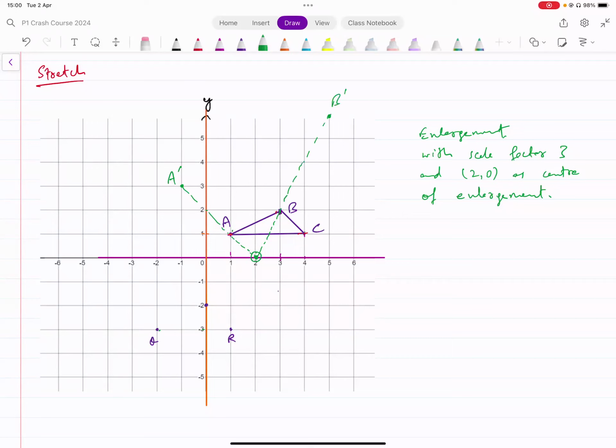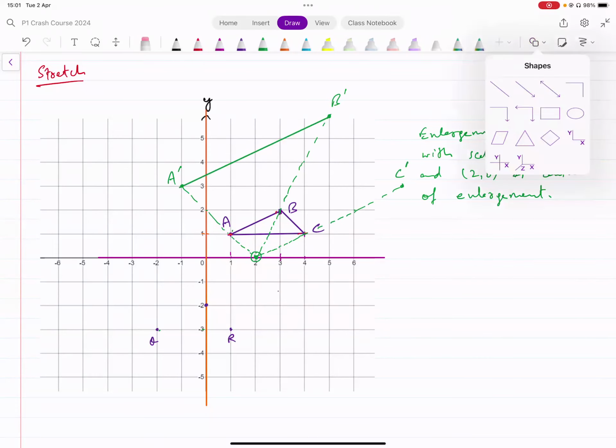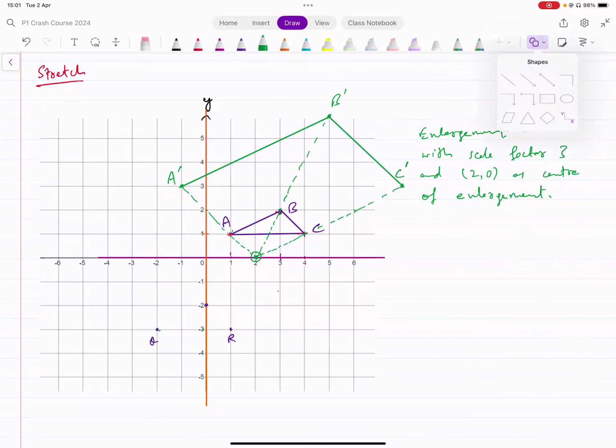And similarly, C, it's 2 units right and 1 unit up right now. It's going to go here and maybe somewhere around here. It's going out of the diagram, but you get the idea. This is C dash. So the enlarged diagram would look something like this. This is how enlargement used to look.